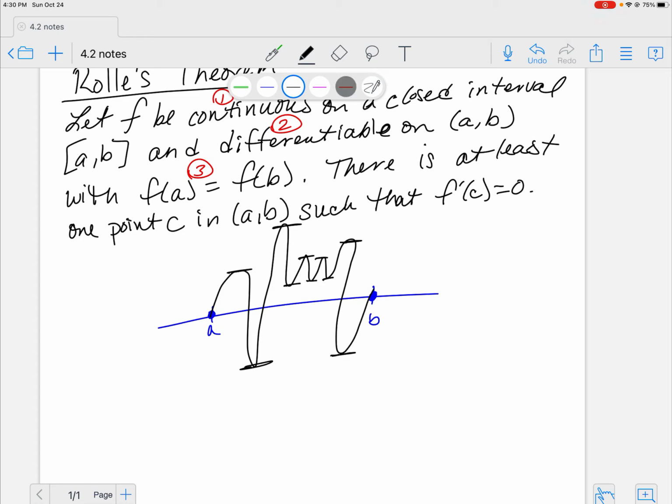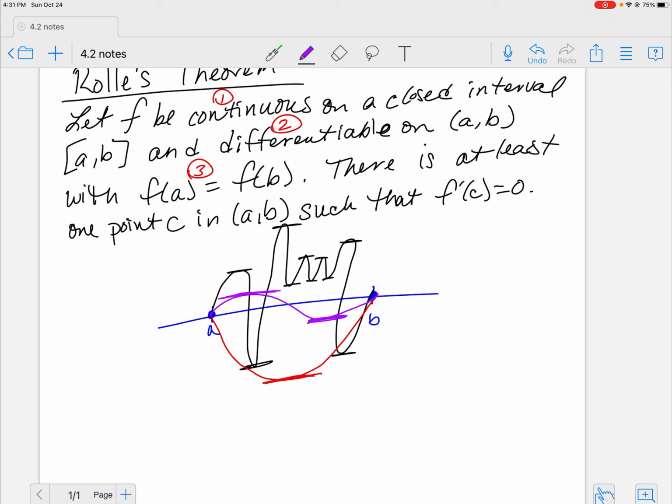Well, I could have something like this. Do I have at least one horizontal tangent? Yes, right? What if we have something, I don't know, not quite as crazy and I'm just doing something like this? Do I have at least one horizontal tangent? Yes. Okay, so that's the whole point here then, right? I could have a whole ton of them, or I could have at least one. That's the point that we're making.